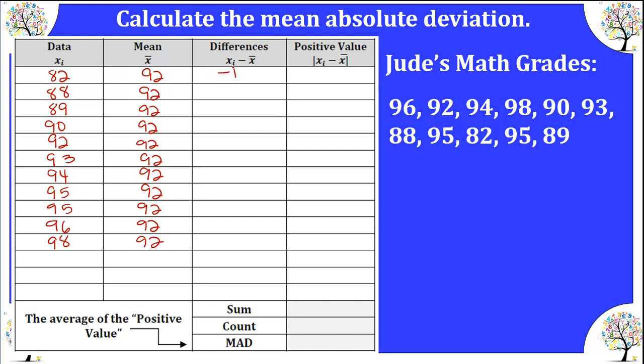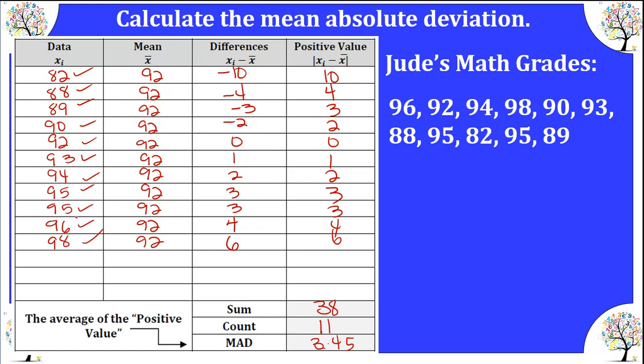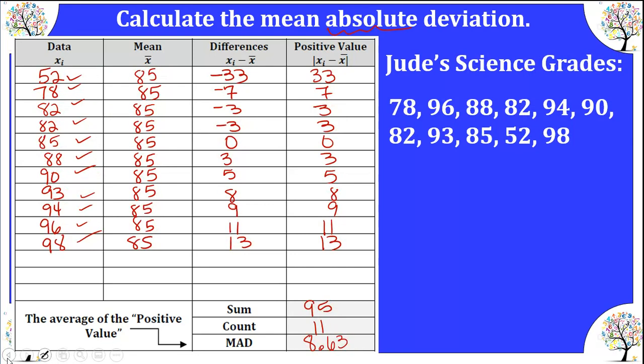And then we're going to subtract. Again, we're going to have some negatives, meaning our data point lies below the average, and then some positives. And you can already see these distance values are much smaller than the ones for his science grades. Then we're going to take the absolute value of these distances and average these. We add these up and get 38, and divide by the 11 values we have, and we get 3.45. So each of these values is on average about 3.45 units away from the mean. These data points were clustered close to our mean, especially when we compare it to his science grades, the MAD of 8.63.